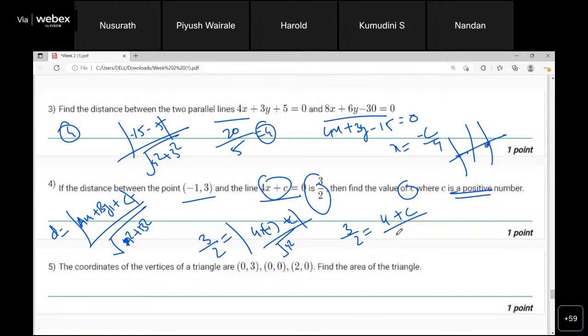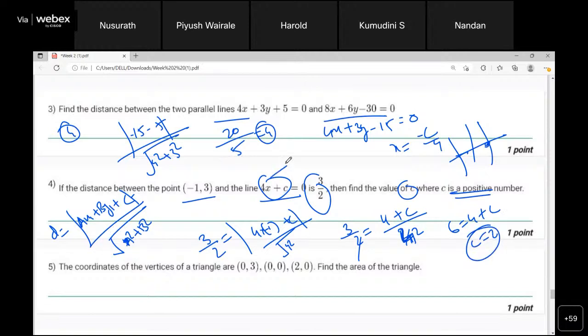Under root of 2, right? 4 only, right? 4 square, so 4. So 3, 2, 6 equals to 4 plus C. So C equals to 2 should be the answer, right?